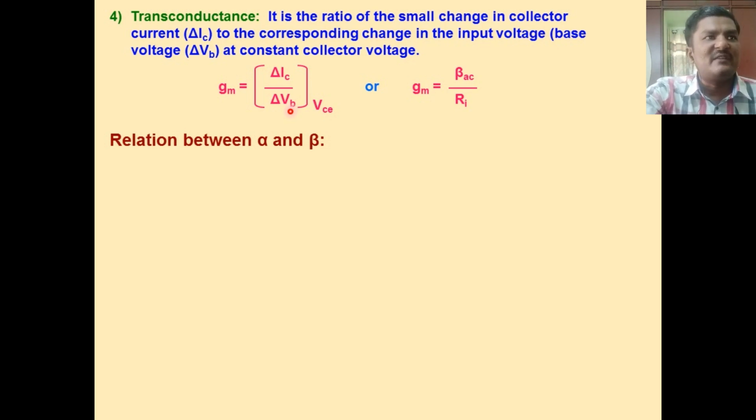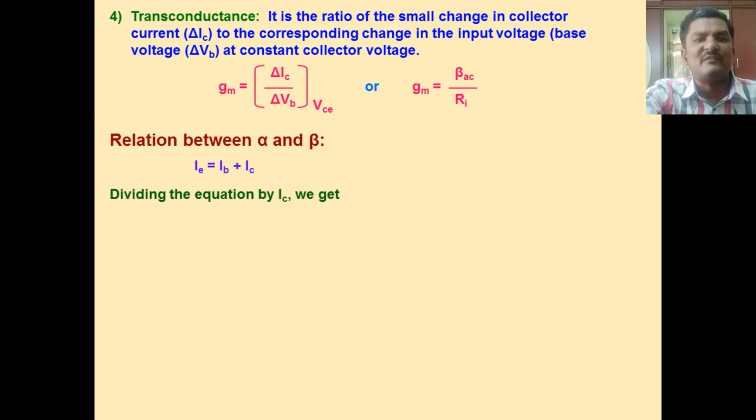Next, relation between alpha, beta and gamma. You know that alpha is current amplification factor in common base configuration, beta is current amplification factor in common emitter configuration, and gamma is current amplification factor in common collector configuration. Alpha equal to beta by 1 plus beta.